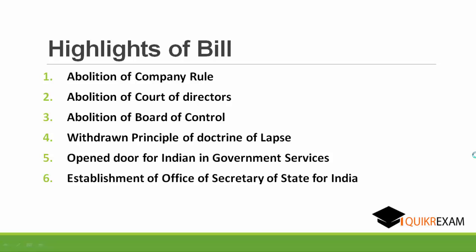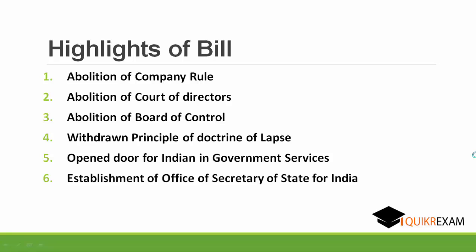This bill was mainly introduced to take over the control of Indian administration from the company. So company rule was abolished with this act. It abolished the Court of Directors and Board of Control, which were introduced by Pitt's India Act. So with this act, the dual government system was ended in India. There was a controversial principle introduced by Dalhousie, the Doctrine of Lapse. It was withdrawn with this act, and this act opened the door for Indians to join government services.